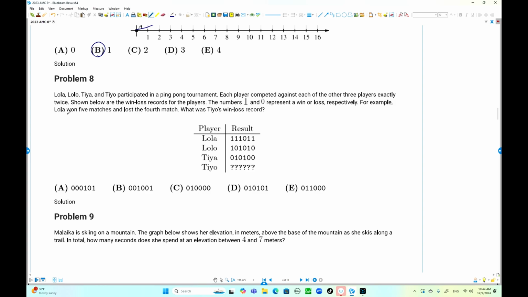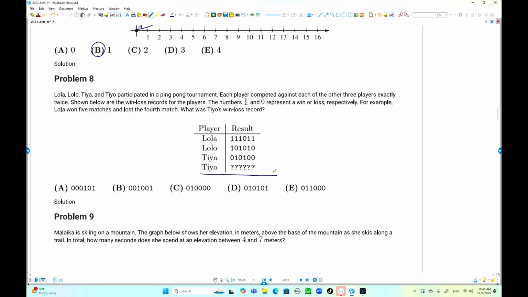Number 8, we have 4 guys participating in the ping pong tournament. Each player competed against each of the other 3 players exactly twice. So shown below over here is the win-loss record for the players. 1 and 0 represent, 1 is a win, and a loss is what? 0.